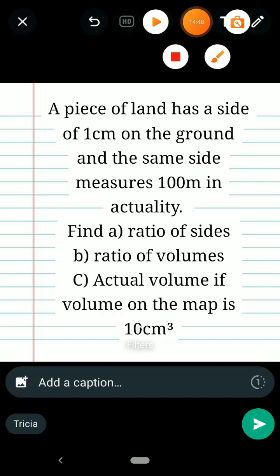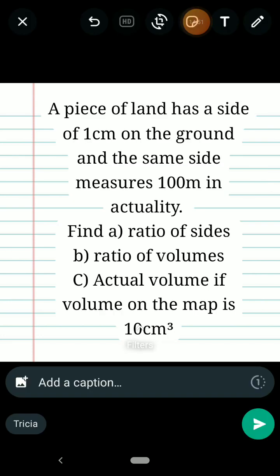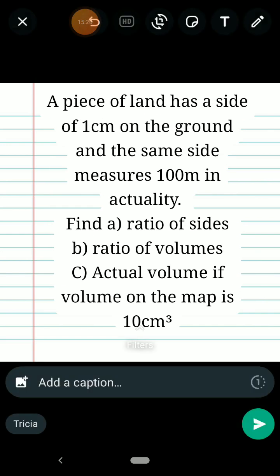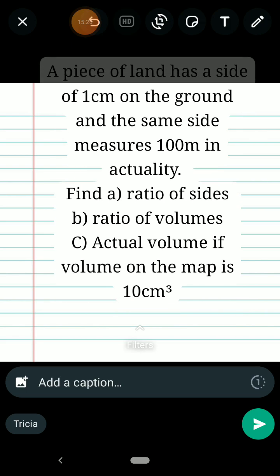So let's look at this example. The question reads: a piece of land has a side of 1 centimeter on the map, sorry, I made a mistake, it's supposed to be on the map, and the same side measures 100 meters in actuality. Find A, the ratio of sides, B, the ratio of volumes, and C, the actual volume if the volume on the map is 10 centimeters cubed.